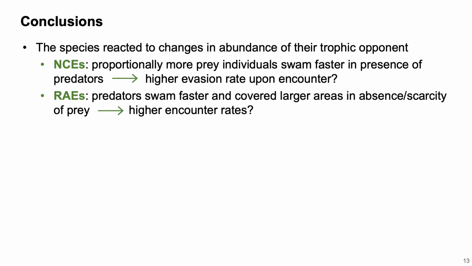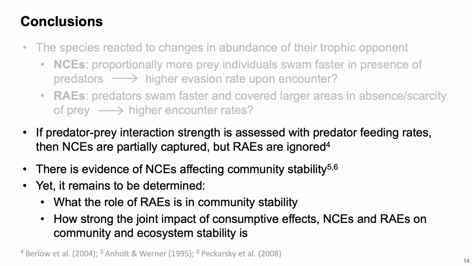Regarding the resource availability effects, the predator swam faster and covered larger areas in the absence or scarcity of prey, likely in an attempt at increasing the encounter rate with the prey. Thus, we have confirmed the presence of both non-consumptive and resource availability effects in a commonly studied predator-prey pair. Yet, if predator interaction strength is assessed only with predator consumptive effects, the non-consumptive effects might partially be captured, while resource availability effects of prey on predator mortality and conversion efficiency are ignored.